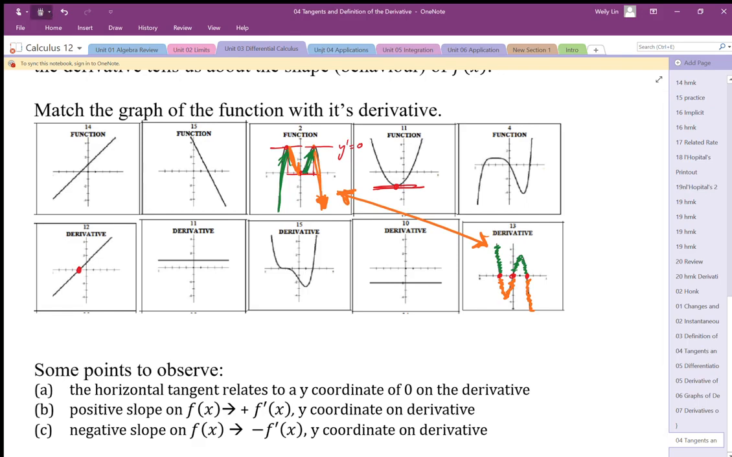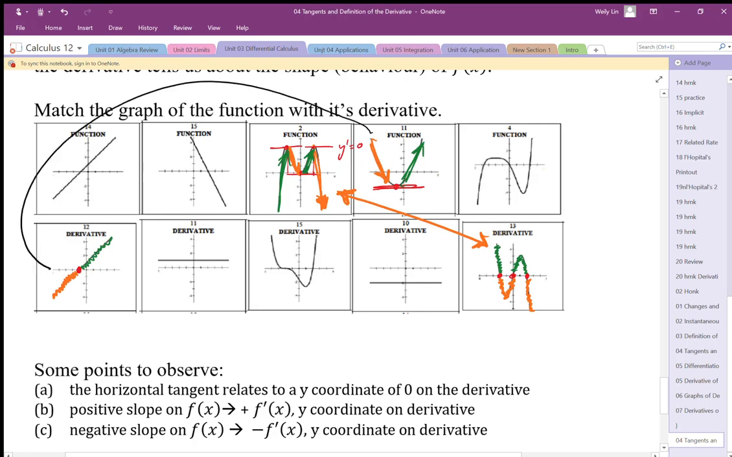So I'm going to check my positive and negative slopes. I have positive slope on this side. It's going up, and I have positive y values on this side here. That seems consistent. This is pointing down on this side of my 0 slope, and these are all negative y coordinates, which indicates negative slope. Those two graphs definitely match.